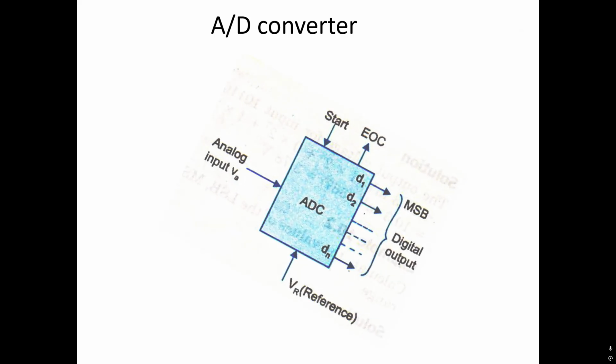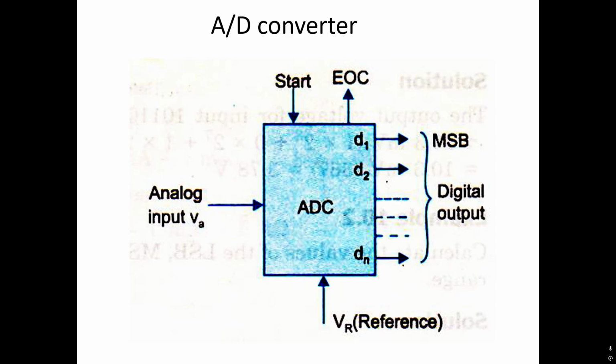A to D converter, or analog to digital converter. This converter converts analog input into digital output. So this is the basic block diagram of an ADC, or analog to digital converter.